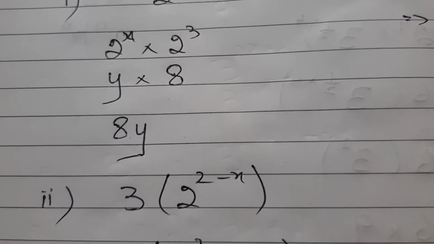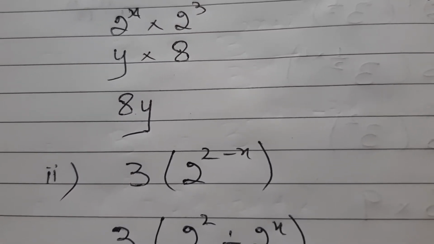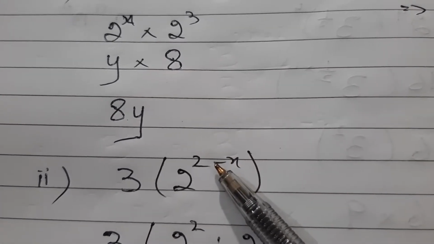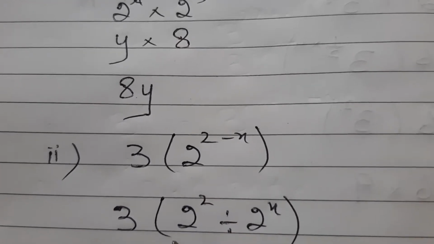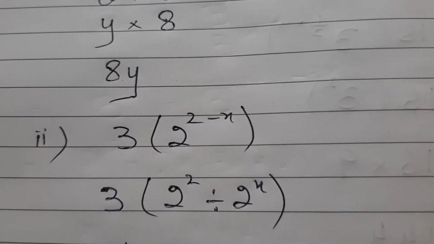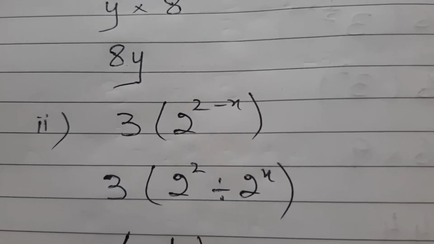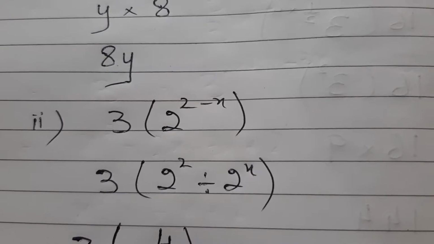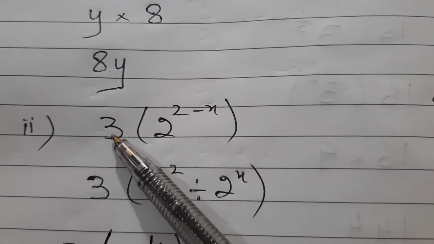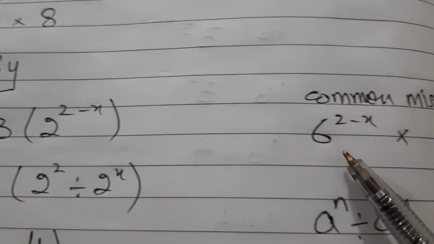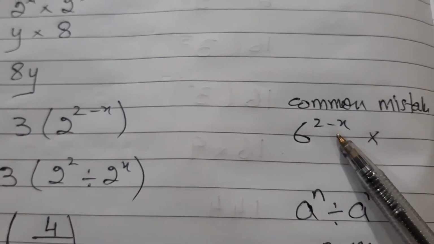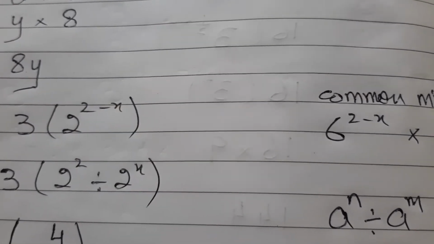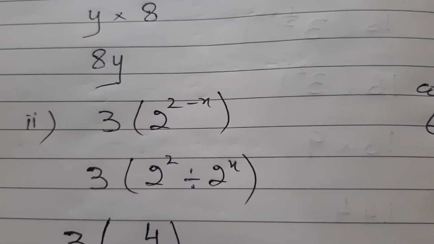Let's see another example. It is 3 bracket 2 power 2 minus x. Now it is minus, so when I apply law of indices here, it will be 2 power 2 divided by 2 power x. I hope no problem so far. You know what is the common mistake children do here? Can you think? They multiply 3 by 2 and they write 6 power 2 minus x, which is wrong. You cannot multiply the bases here because they do not have the same power. So you have to deal with it separately.